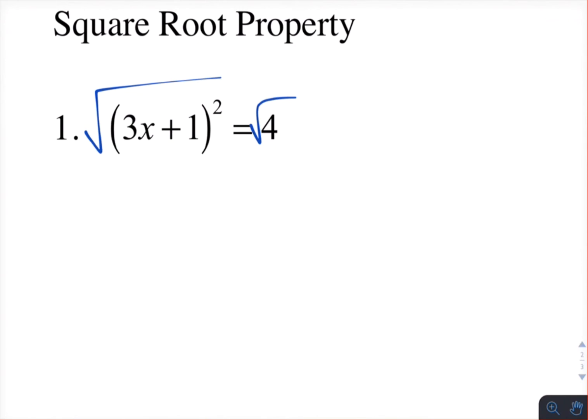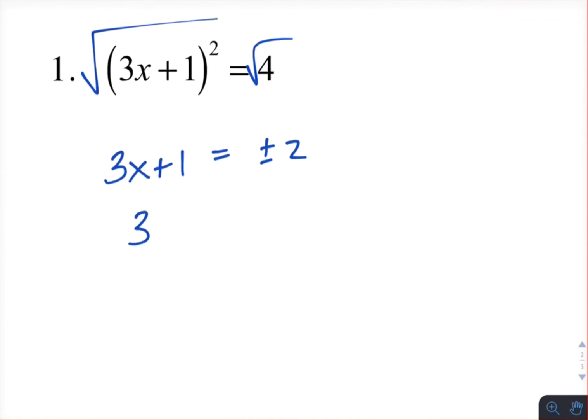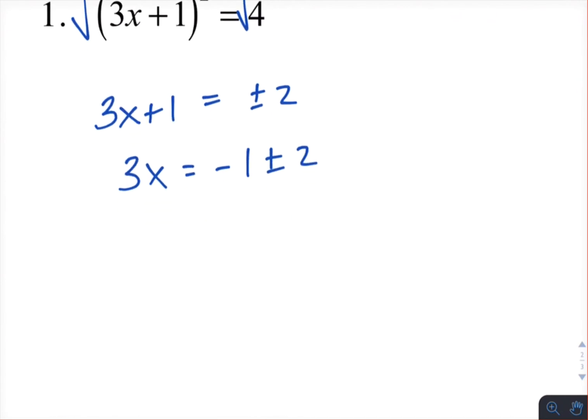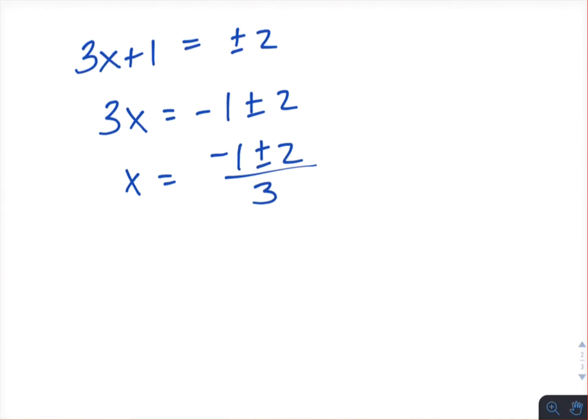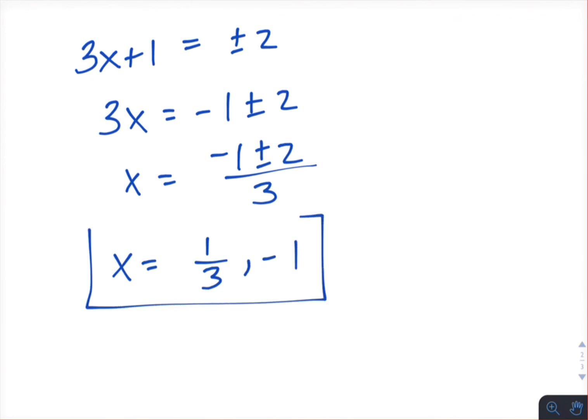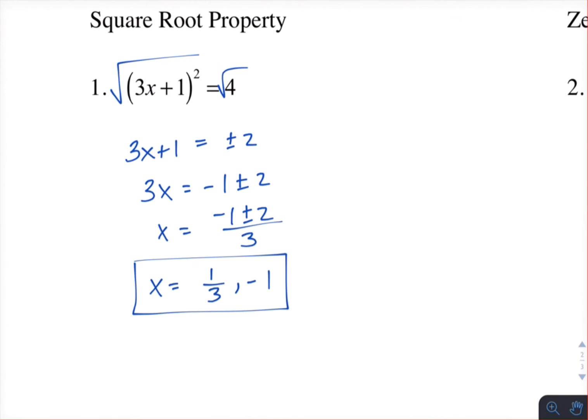And so here I get 3x plus 1 equals plus or minus 2. 3x equals negative 1 plus or minus 2. So x equals negative 1 plus or minus 2 all over 3. So therefore x equals 1/3 and negative 1. So notice we've got 2 solutions there for this quadratic equation. So that's the square root property.